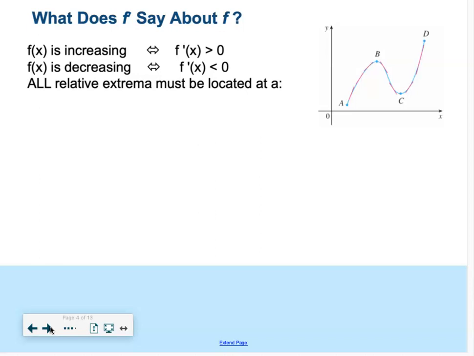If this, then this. If this, then this. So if f is increasing, then f prime is positive. If f prime is positive, then f is increasing. True in both directions. That is a true statement both ways. Same thing for decreasing. If f is decreasing, then f prime is negative. If f prime is negative, then f is decreasing.